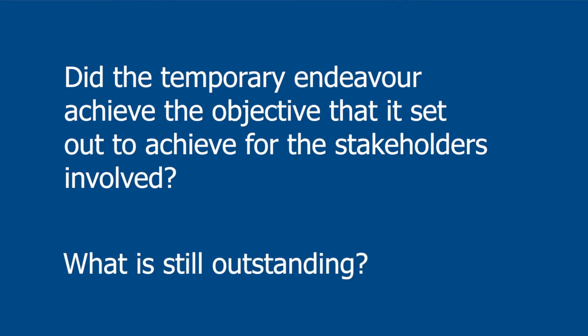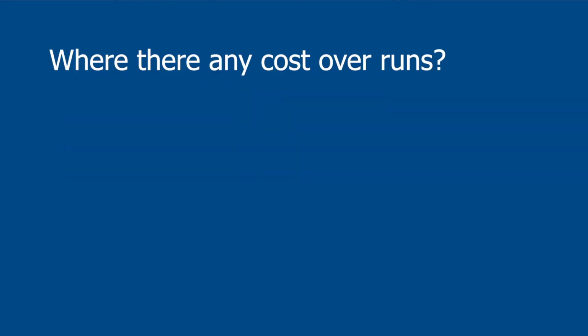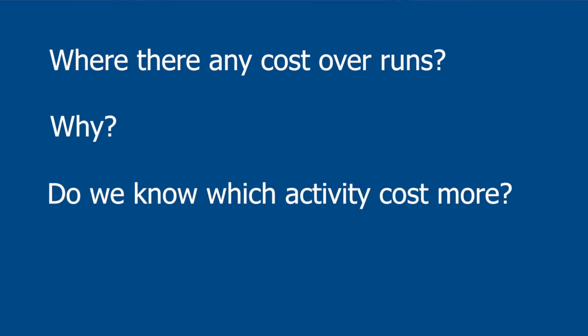What is still outstanding? What remains undone? Because those things also need to be documented at the end of a project and made visible to say, our scope is completed, we've delivered this, but these are activities that will need attention in a different kind of format. Then you ask yourself, back to the triangle, were there any cost overruns? And why were there cost overruns? And do we know which activity cost more? Remember when we spoke about budget, we said for every single activity you need to be able to track what it will cost, what is the actual versus the budget.